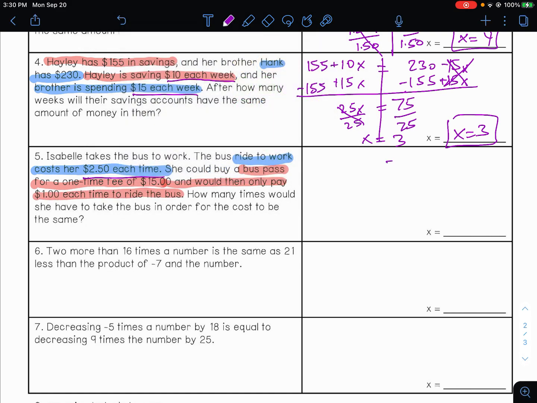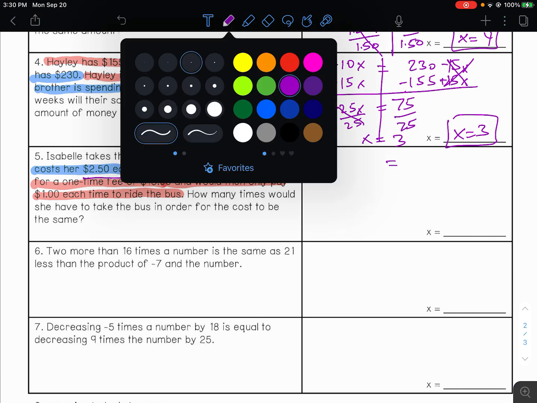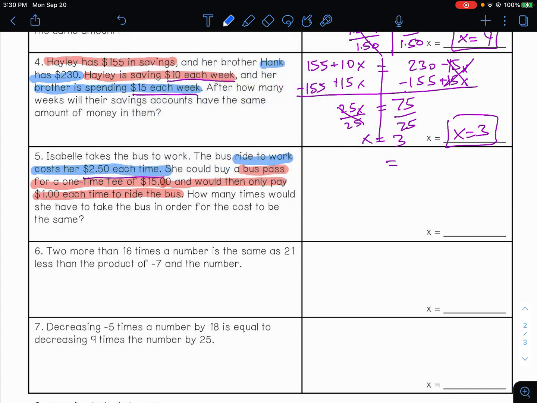So our two things we're comparing: we have 2.50x, which is how much it costs to ride the bus, and then that's $2.50 each time. And then this says $15 and $1 for each time you ride the bus. That is our rate. So we have 15 plus $1 for each ride, so that's 1x.